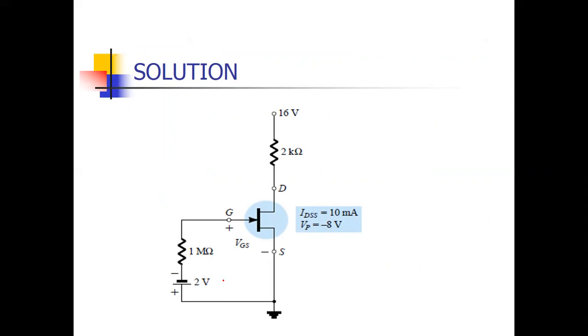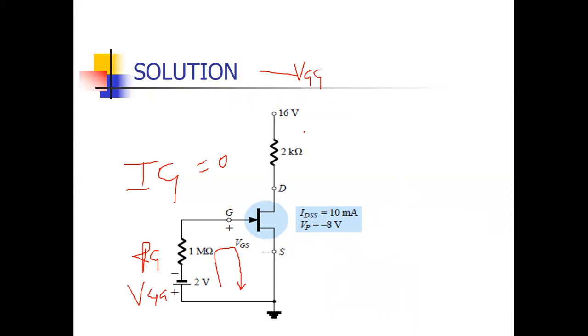If you remember the basic difference between BJT, JFET, MOSFET, that is in FET gate current is 0. If gate current is 0, then the voltage drop across this RG, this is your RG resistance, will be 0. So if we apply KVL here, what will be the equation? Suppose this is your VGG. Plus 2 minus VGG, so it will be minus VGG.